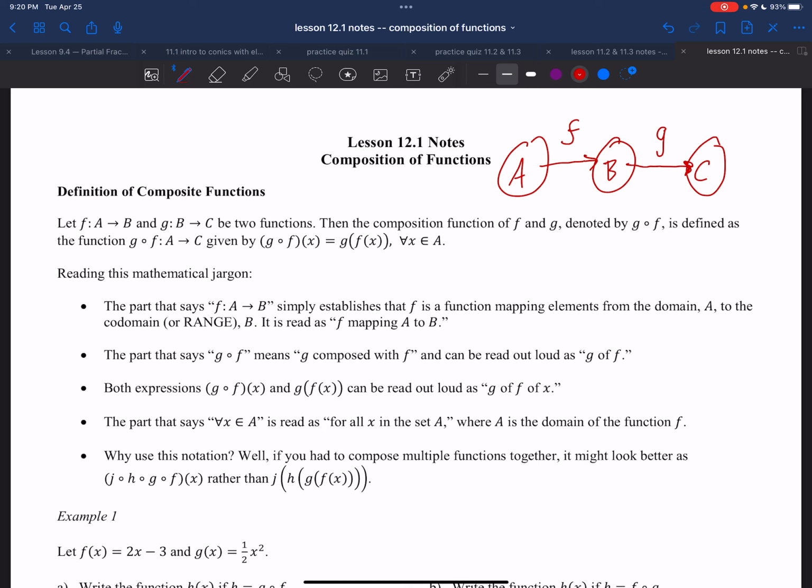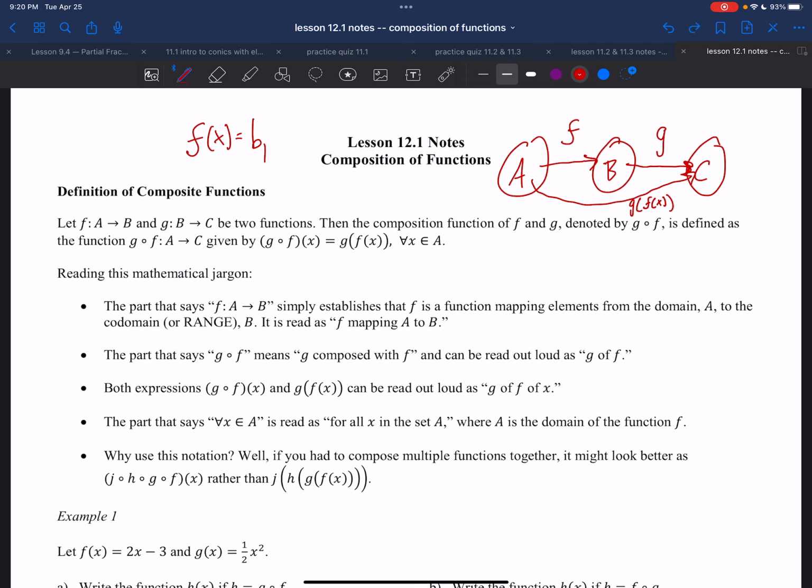So if I wanted to map elements from A to C, I could do g of f of x. Because if you think about it, the output of f of x is going to be things in B. I'm going to call it B1 to tell you that it's in the range or the set B, right? Because what g does is it takes things from B and then maps them to C.